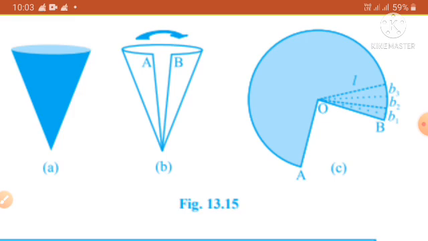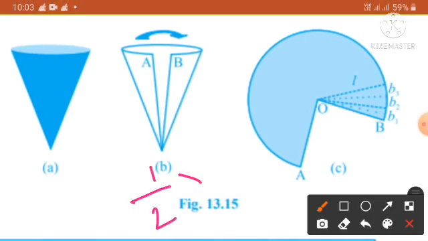So the area of this triangle will be half into base of each triangle. So for the first triangle it will be half into b1, where b1 is the base of the first triangle, and then the slant height.